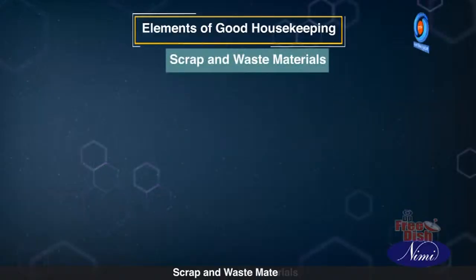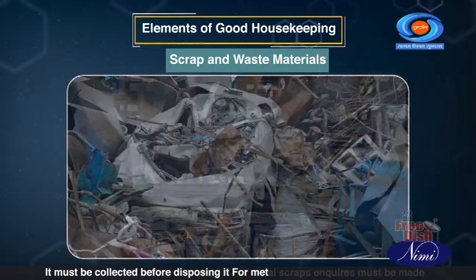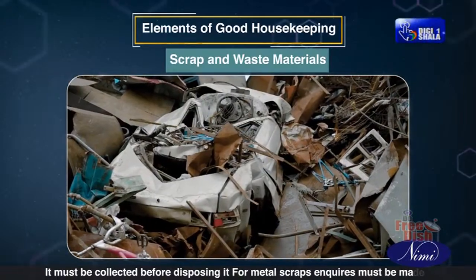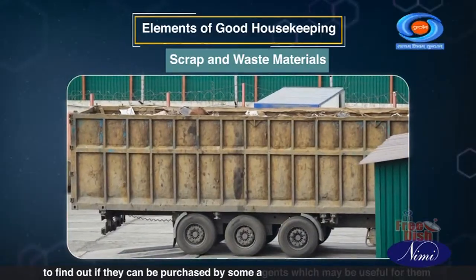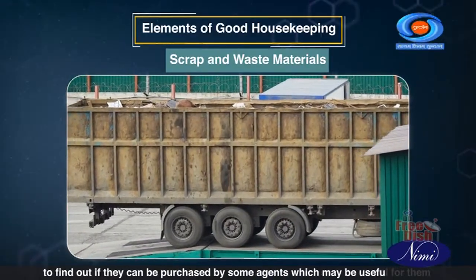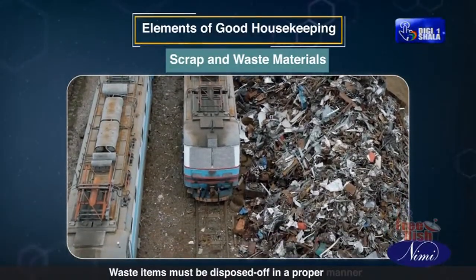Scrap and waste materials. They must be collected before disposing of them. For metal scraps, enquiries must be made to find out if they can be purchased by some agents, to whom they may be useful. Waste items must be disposed of in a proper manner.